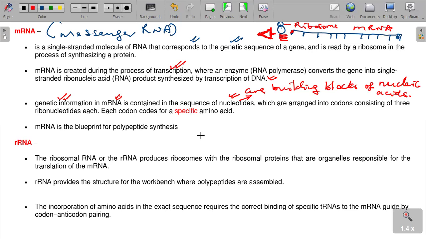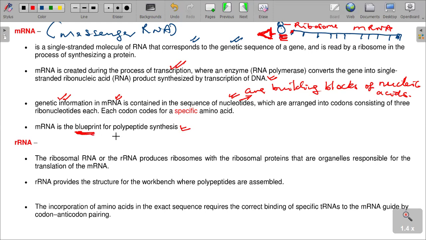mRNA is the blueprint for polypeptide synthesis. To say it's the blueprint, we are saying it is the guideline, the framework from which polypeptides are produced. A polypeptide is just a long chain of amino acids, produced as a result of the mRNA being read by the ribosome. So please understand that it is the one that gives a specific order in which proteins are synthesized.